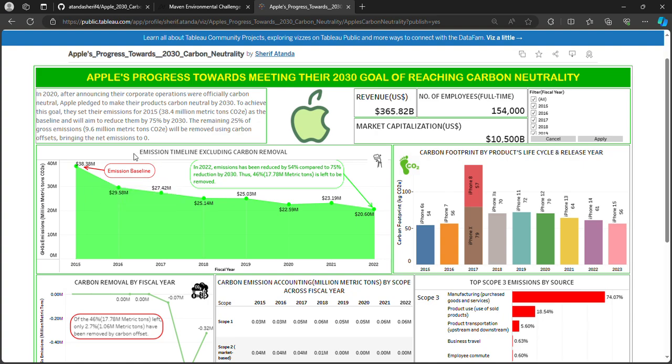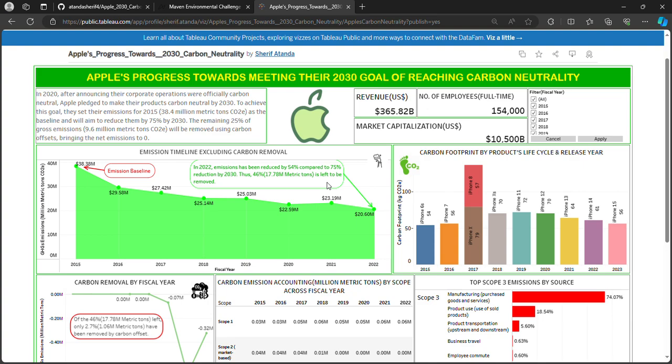So now to this portion of the dashboard, emission timeline excluding carbon removal. This is a visual showing how there has been a decrease. You can see from 2015, this is the baseline, 38.4 metric tons of carbon dioxide. Yes, of carbon dioxide. So there has been a decrease. At some point in 2019, there was a slight increase. Currently, as of 2022, that was last year, it has been reduced by 54%.